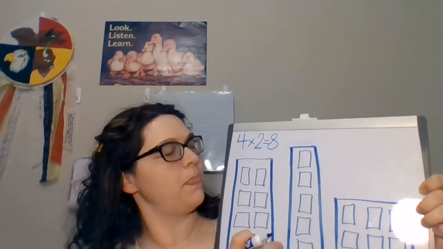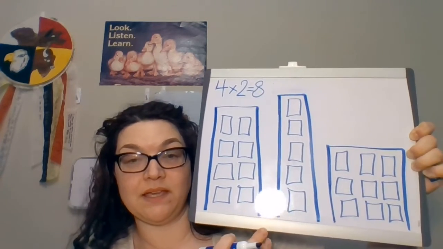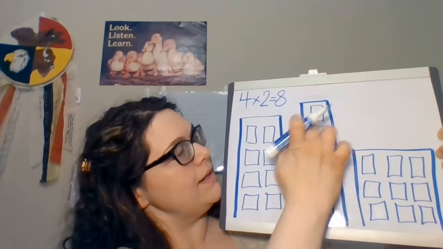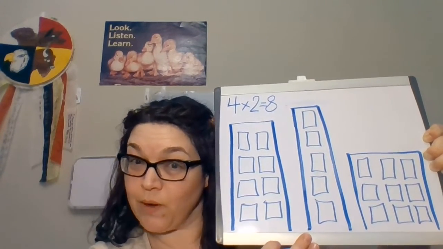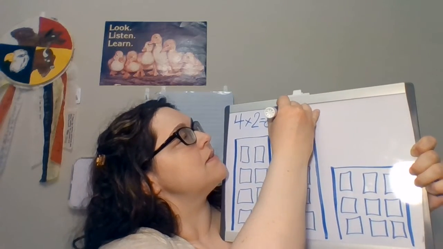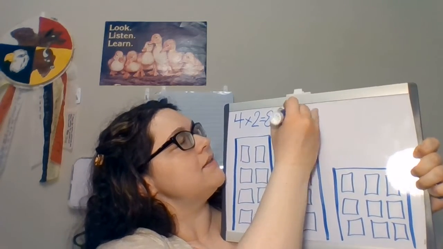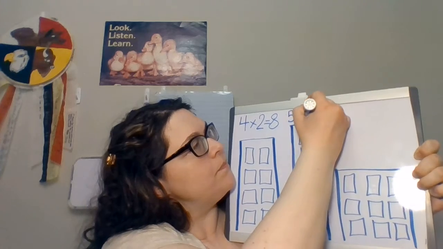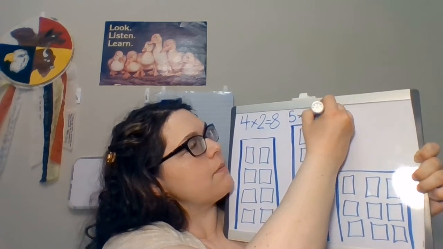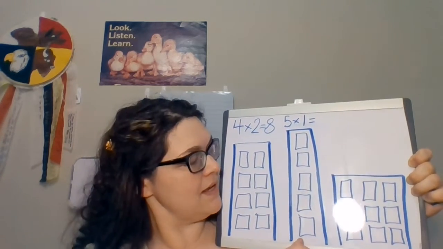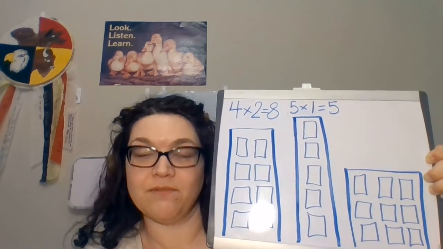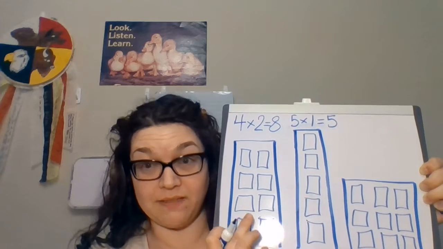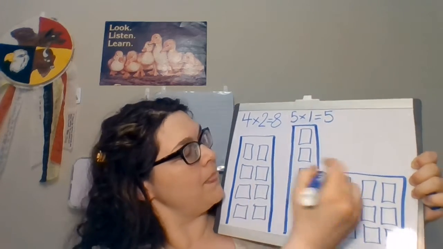There we go. Let's look at our next building here. Now we have 1, 2, 3, 4, 5 rows. I know it's only a row of 1, but it still counts in this case. And there is only 1 column. Now, as I think you remember from our last lesson, and as you can see, there are 5 windows in the whole building. 5 times 1 is 5. Remember, anything times 1 is the same number.